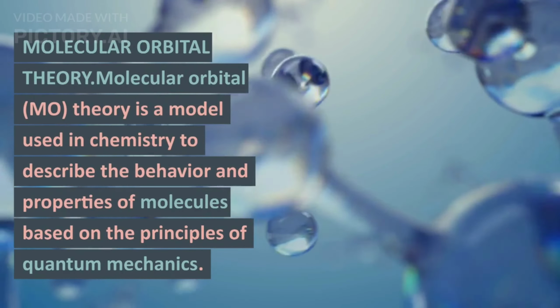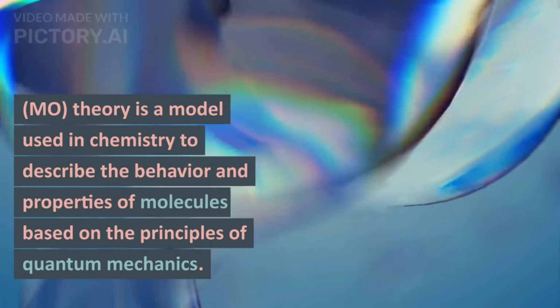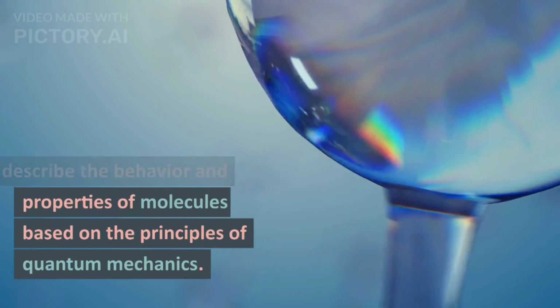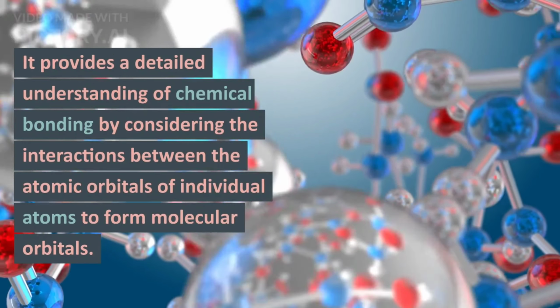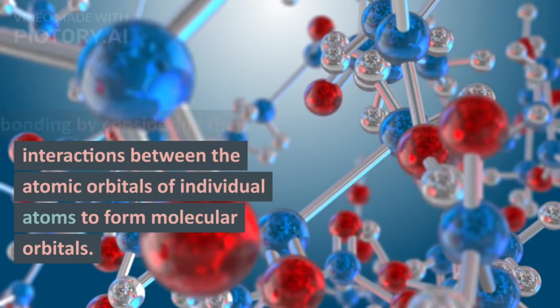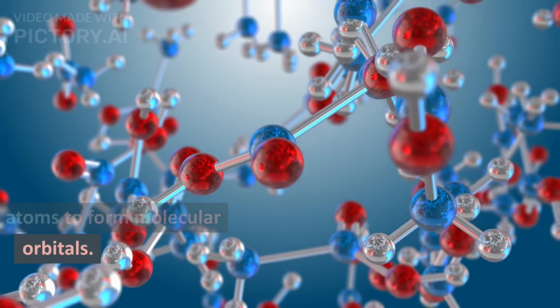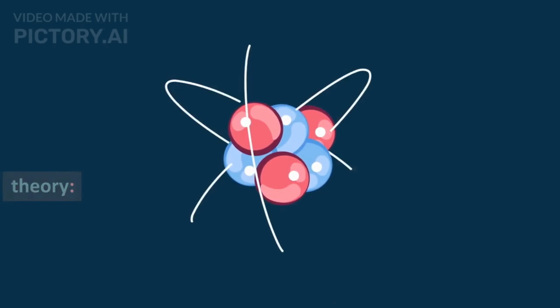Molecular orbital theory. Molecular orbital (MO) theory is a model used in chemistry to describe the behavior and properties of molecules based on the principles of quantum mechanics. It provides a detailed understanding of chemical bonding by considering the interactions between the atomic orbitals of individual atoms to form molecular orbitals. Here are some key points about molecular orbital theory.